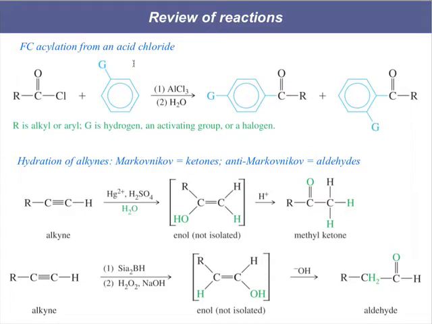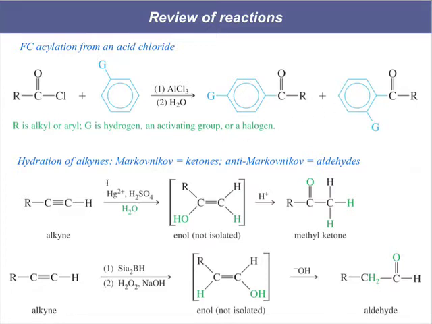If G is a meta-director, our ring will be deactivated and we might not get very good yields. So the meta product with a meta-directing group might not be very high yield. So if these are activated rings, this is a great way to make a ketone.